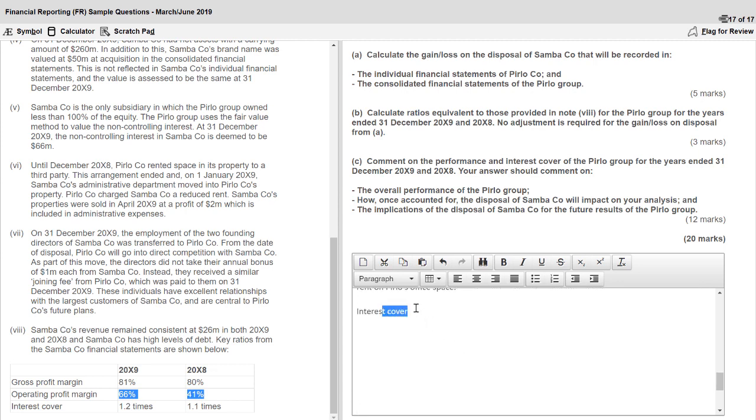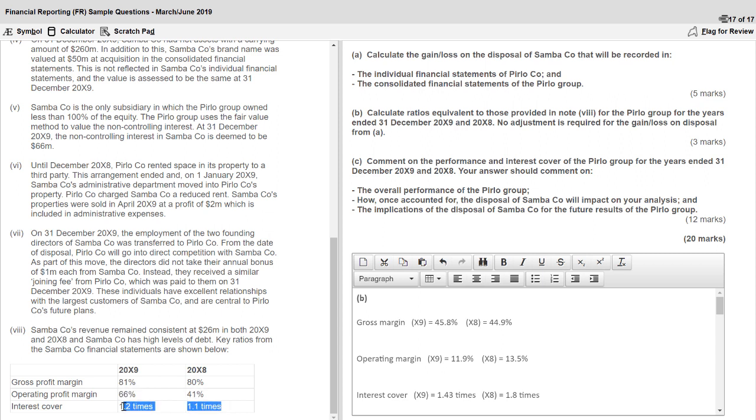Interest cover. Again, let's put that underlined as a separate subheading. Okay, excellent. Interest cover, what has gone through and happened there? Well, it's back up, isn't it, to the information. Here you can see the interest cover has fallen. We can see that for Samba it has improved. And we can see there that Samba has high levels, is it there, of debt. Okay.